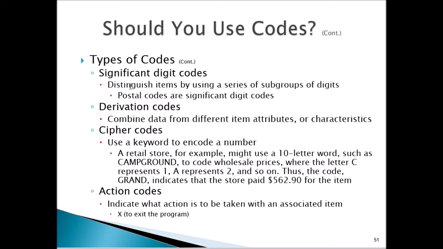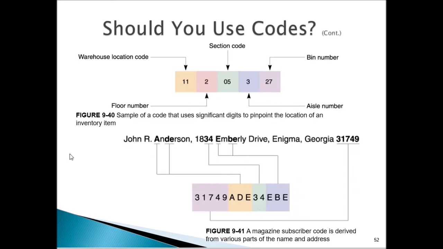Action codes indicate what action is taken and what is associated with that item. So if you have F to file, you might have X to exit. These are codes you would hit for quick entry and quick exit from different screens and forms. Here's an example of a code that uses significant digits to pinpoint a location. Another example would be a VIN number on an automobile. Here we have an example of a magazine subscriber code.